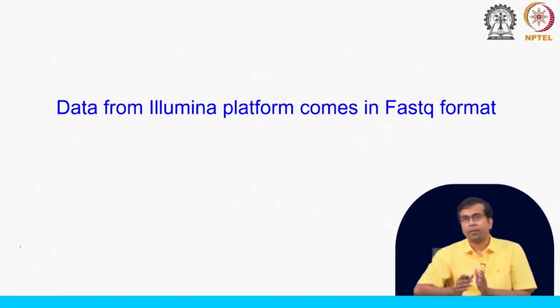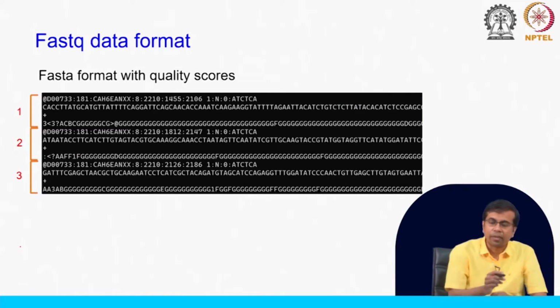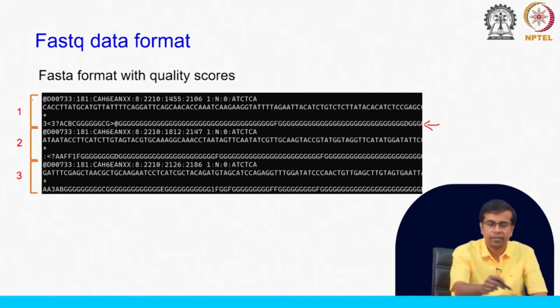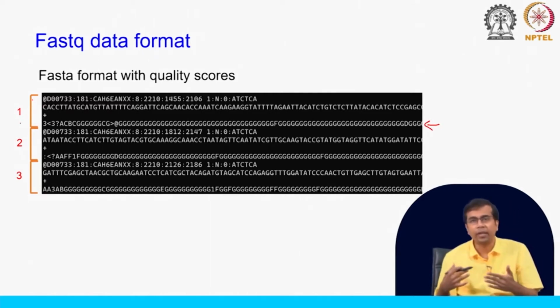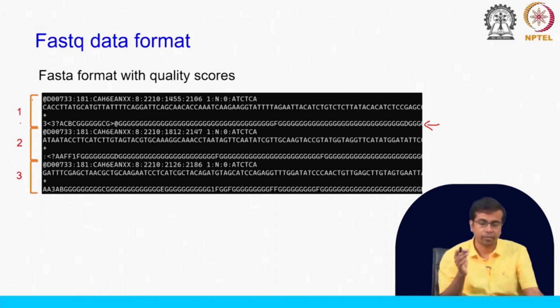As I mentioned earlier, data from the Illumina platform comes in FASTQ format, and we will take an example of this FASTQ format with Illumina data. This is the FASTA format with quality score, or FASTQ. We have the header followed by the sequence data, then a spacer plus, then the quality score. These are reads 1, 2, 3, and if you have millions of reads, you have these millions of sequences one after another in a single file. So, these could be quite big files.